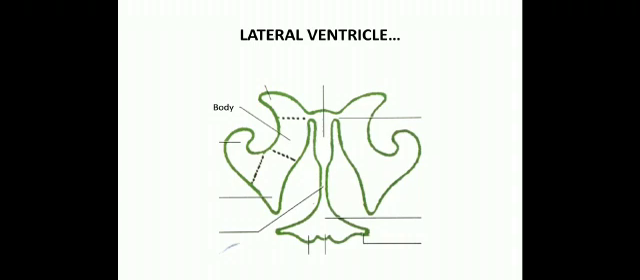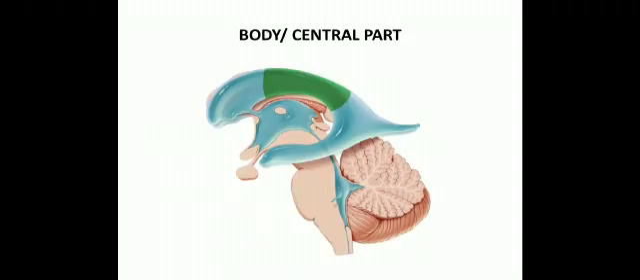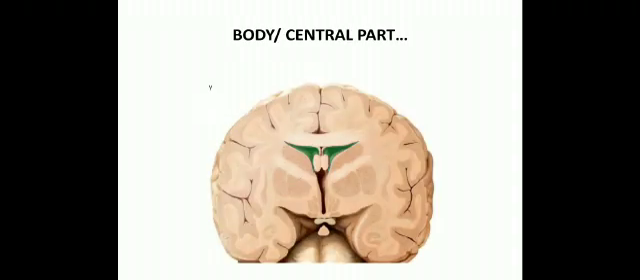So, the lateral ventricle has the body or the central part, and three horns, that is the anterior horn, the posterior horn and the inferior horn. Diagrammatically we can depict the body, anterior horn, posterior horn and inferior horn like this. The body or the central part extends from the interventricular foramen in front to the splenium of the corpus callosum behind. Here in the cross section you can observe the body or the central part.